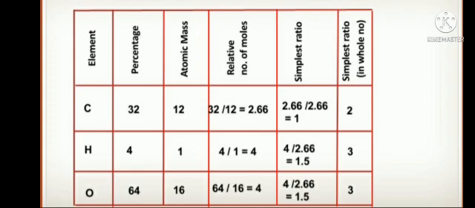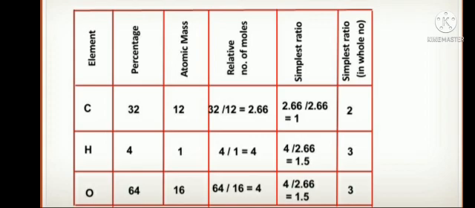Finally, we have to calculate the relative number of moles of oxygen. Relative number of moles of oxygen is equal to 64 divided by 16, which is equal to 4. 64 is the mass of oxygen which is present in the percentage column, and 16 is the atomic mass of oxygen, present in the atomic mass column. Here 64 divided by 16 is equal to 4. Hence the relative number of moles of oxygen is 4.